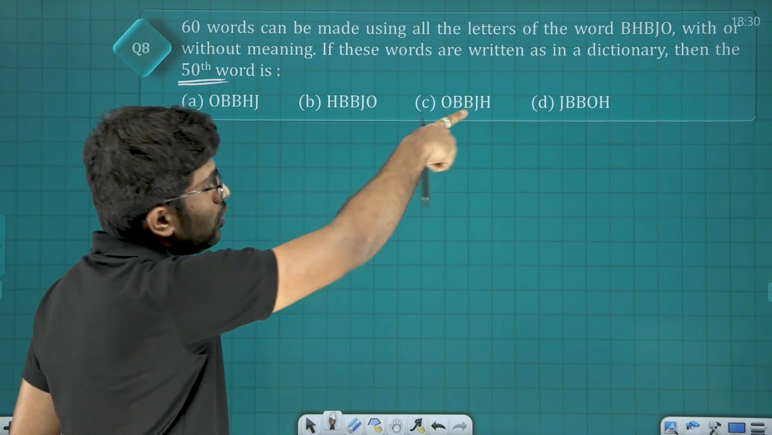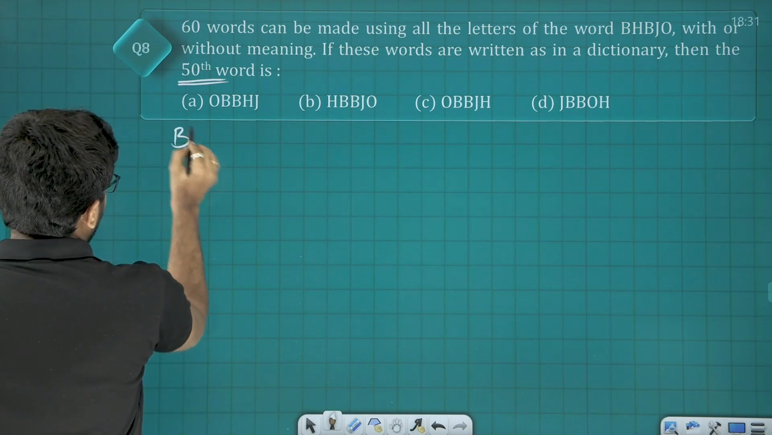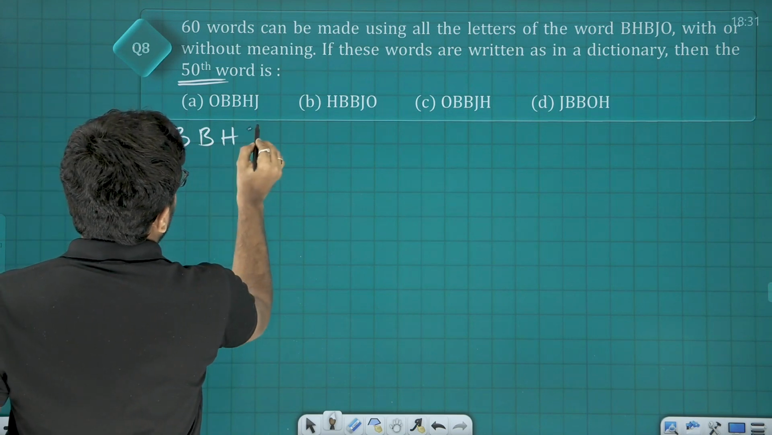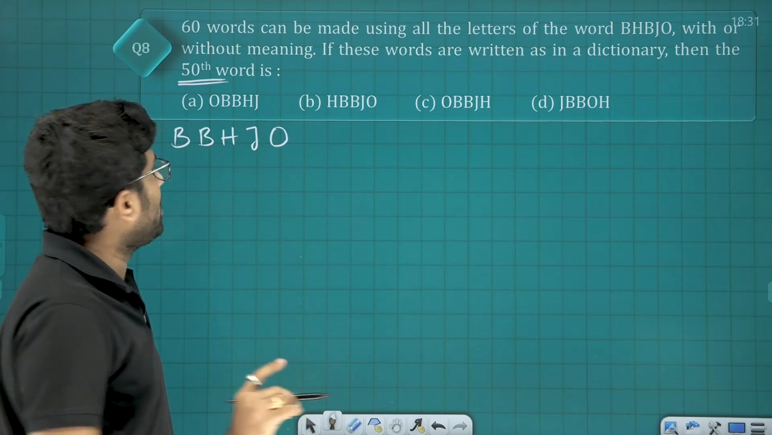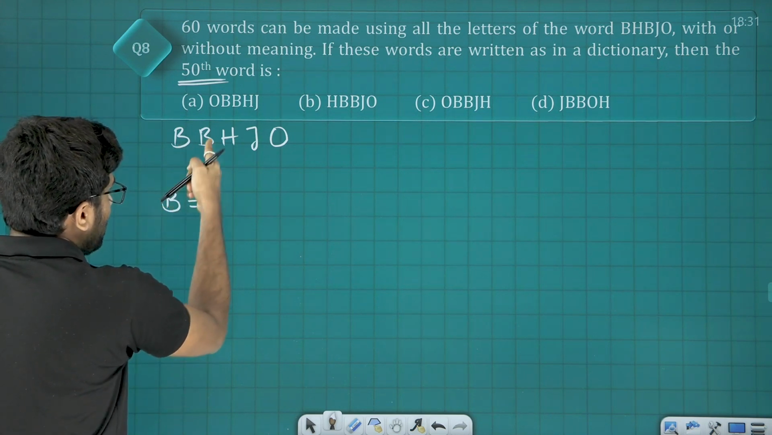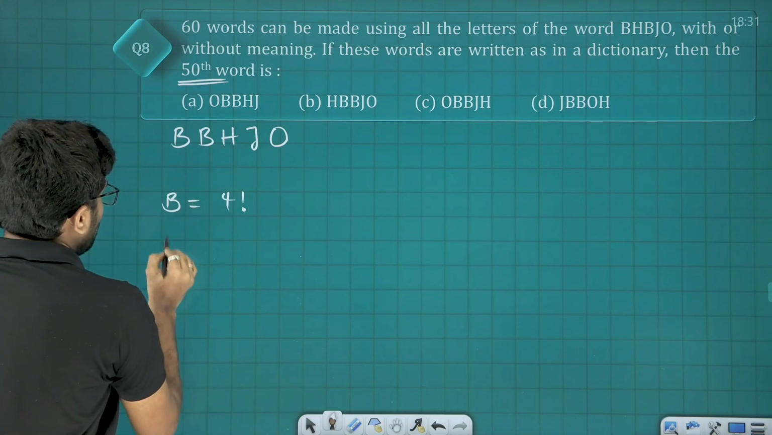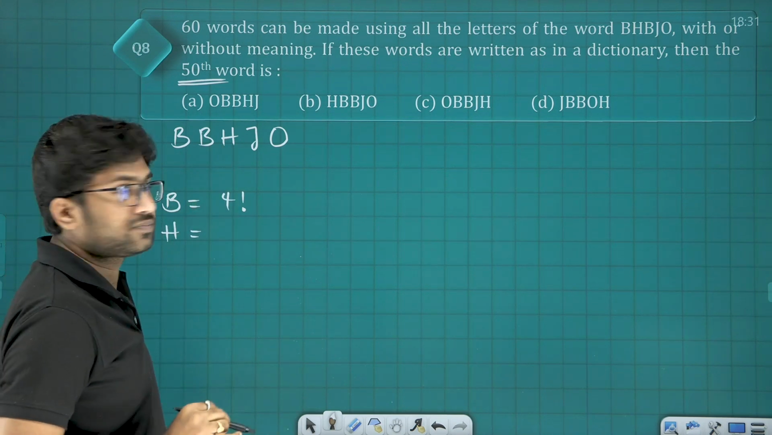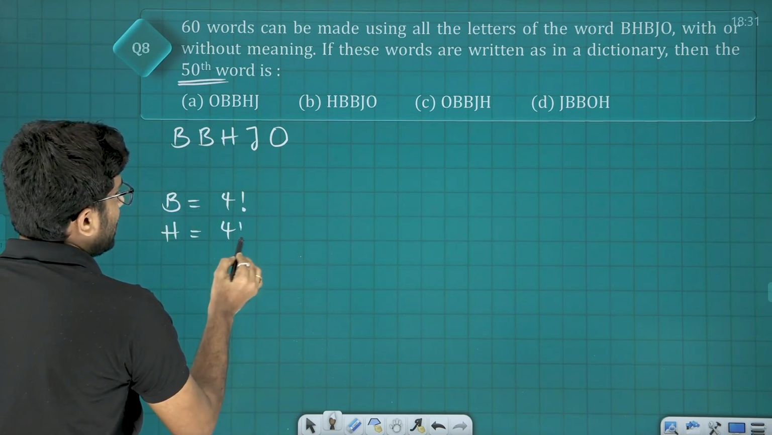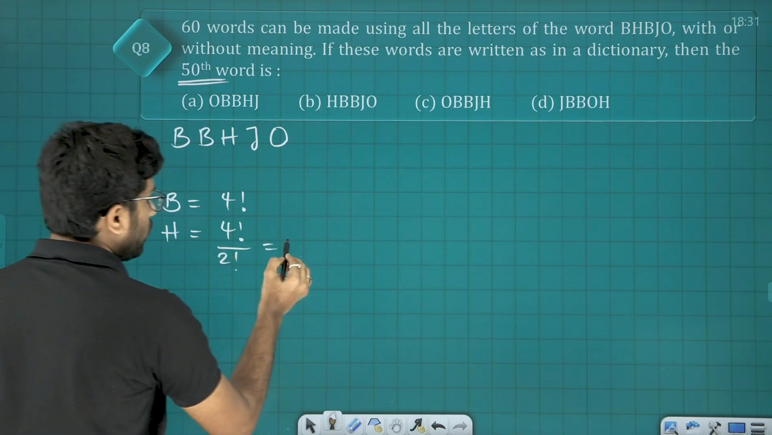First, arrange the letters of the word BHBJO in alphabetic order. So we have B, B, H, J, O. Now, total number of words which start with B: when you fix B, remaining 4 letters can be arranged in 4 factorial words. Next, total number of words which start with H: when you fix H, there will be 4 letters remaining, but of those 4 letters, 2 B's we will be having. So 4 factorial is 24, 24 by 2 is 12.